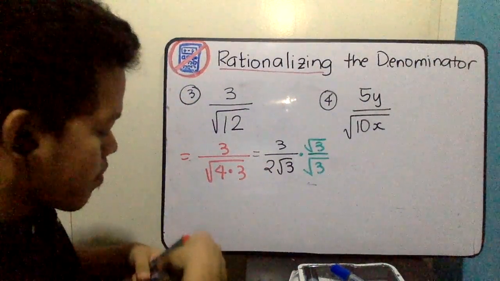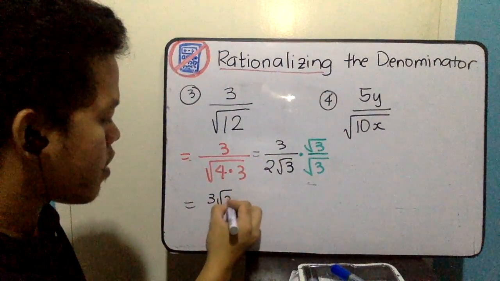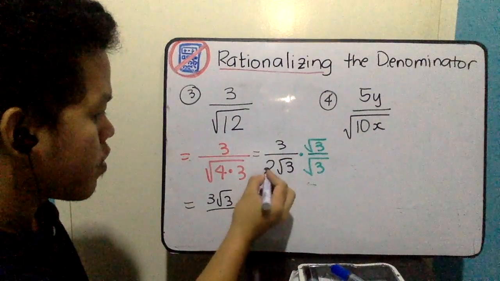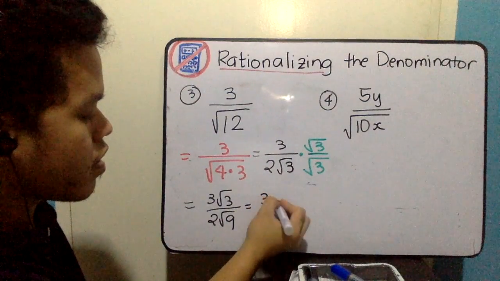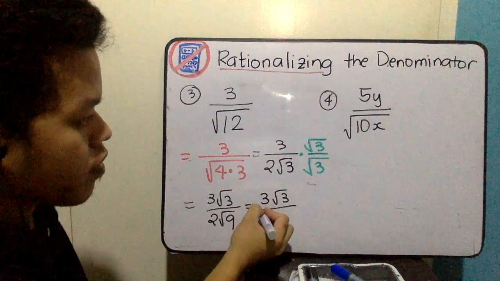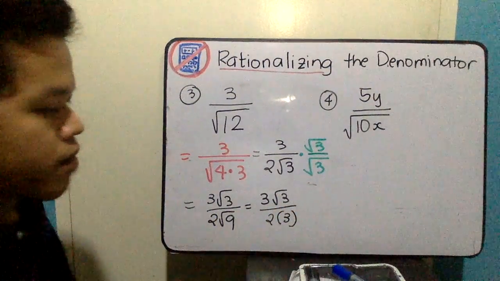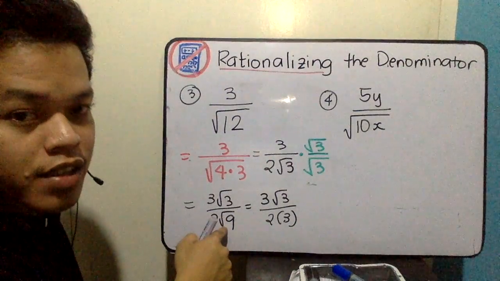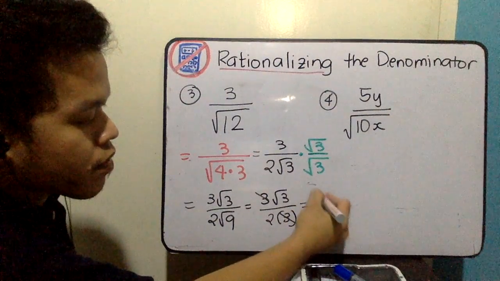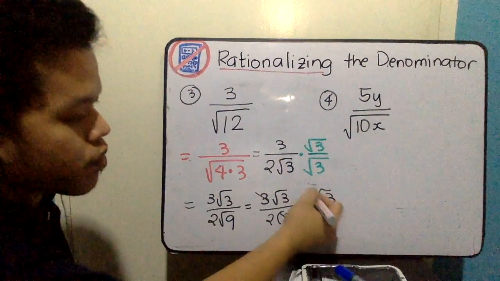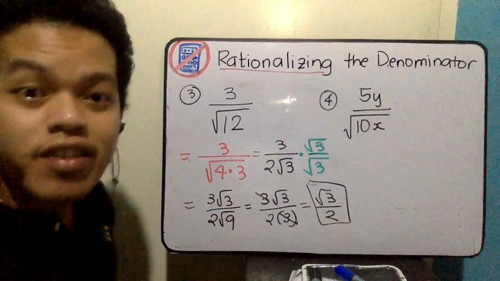So all you have to do is to have 3 times square root of 3, 3 square root of 3 all over 2 times square root of 9. So that will give you 3 square root of 3 all over 2 times 3. Okay, because square root of 9 is equal to 3. So you can cancel out 3. That will give you square root of 3 all over 2, which is similar to the first answer that we got. Okay, this is another way.